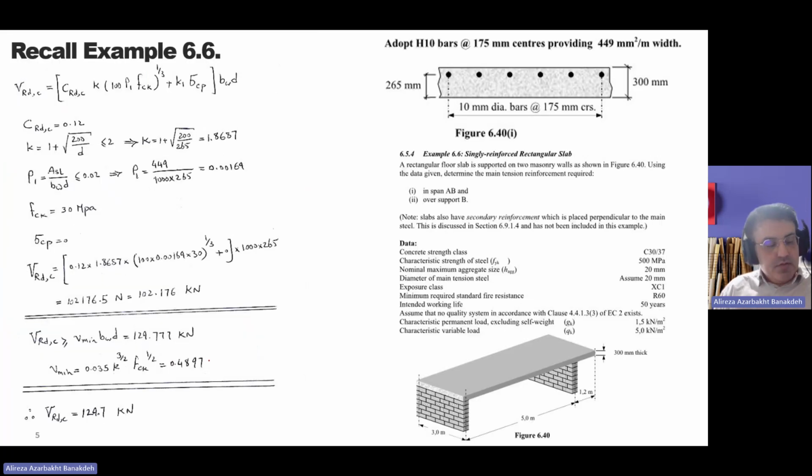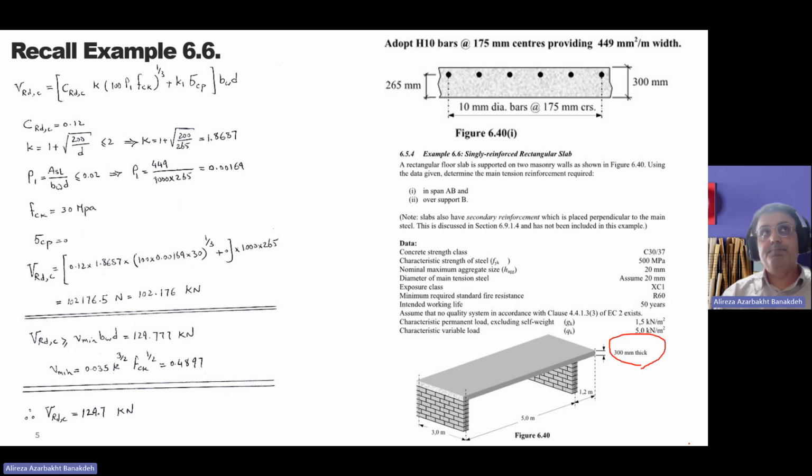For example, just to have some impression from this formula, I just adopted the example 6.6 from the last sessions. We had this example from the book, and the idea was to design this slab section for flexural moments. And if you remember, the thickness was 300 millimeter.